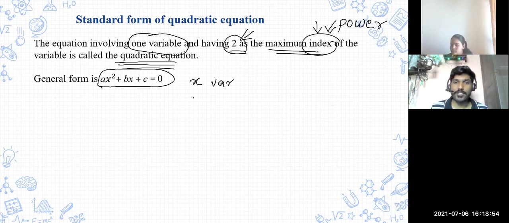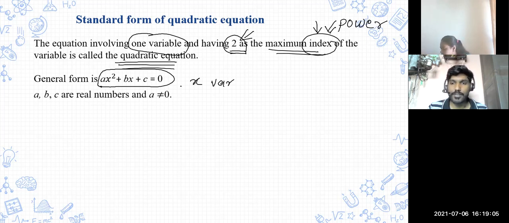Note one thing, that in this equation there is a, b, and c. So a, b, and c are any real number. Okay, it can be any real number. So a, b, c are real numbers, but one thing to note is that a is not equal to 0. What is a? A is the coefficient of x square.